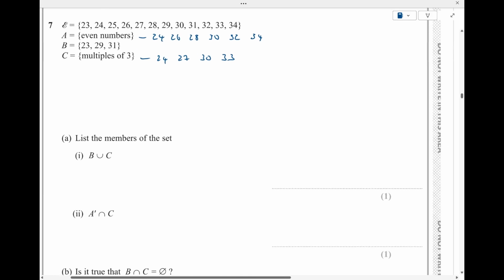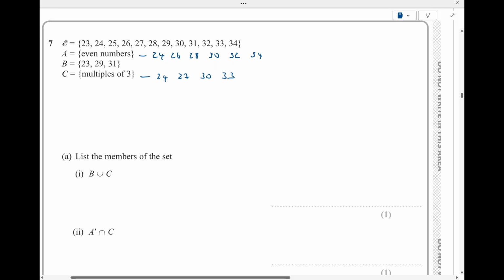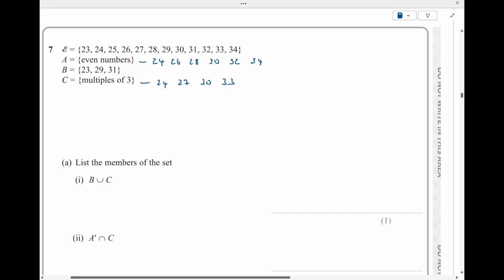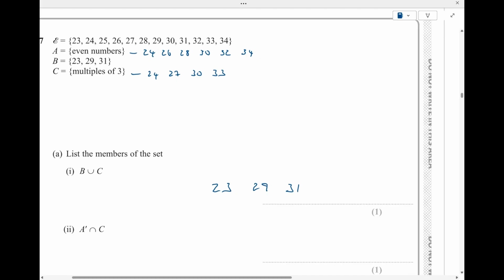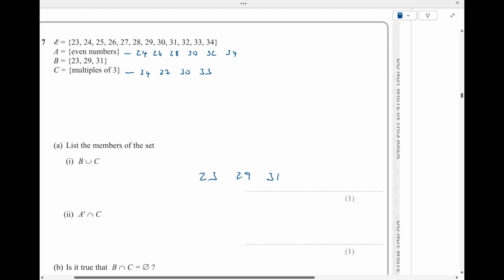List the members of the set B union C. So that's the ones which are in B or in C. So it's going to be all of B, and then any more which are in C, which actually is going to be all of them because there is none in the intersection. So B or C is just all of B and all of C.